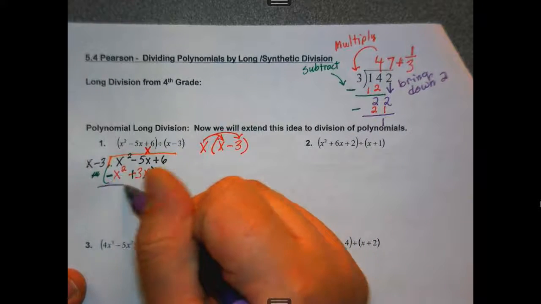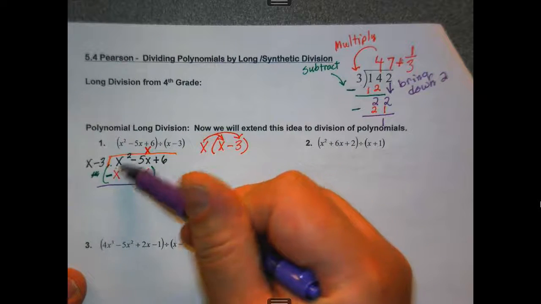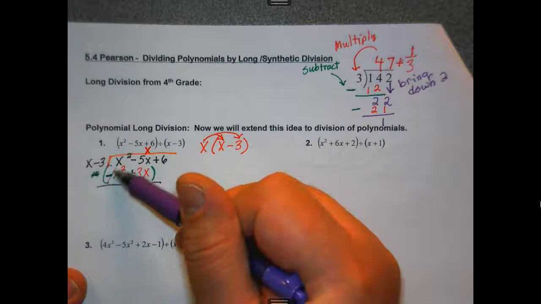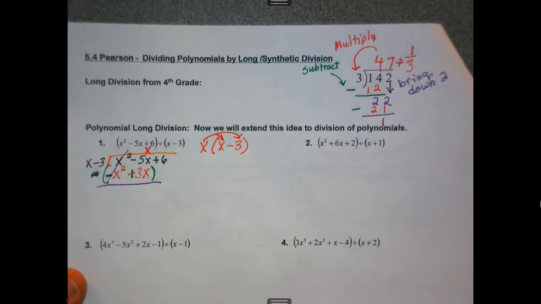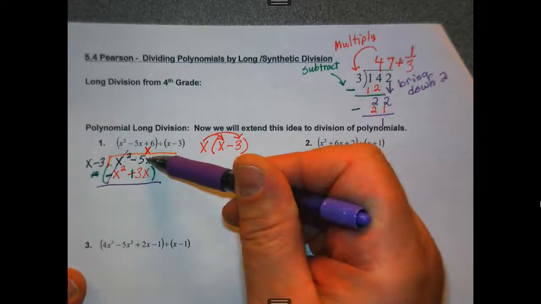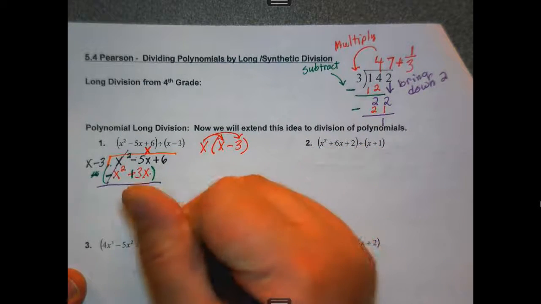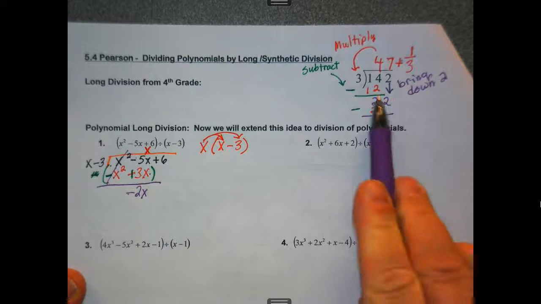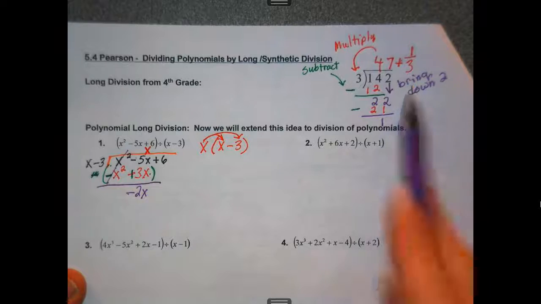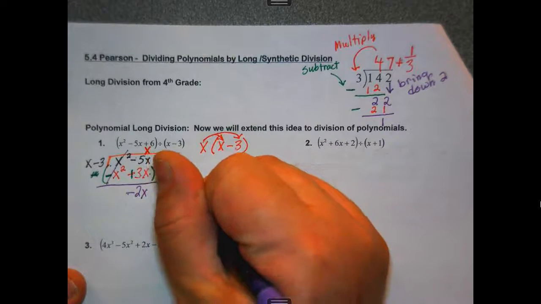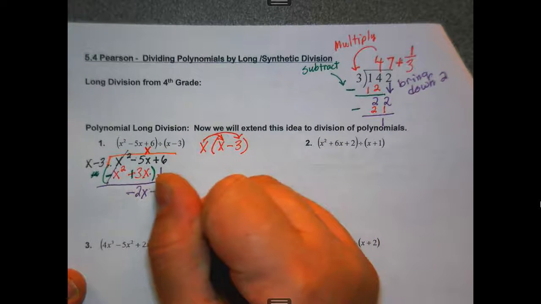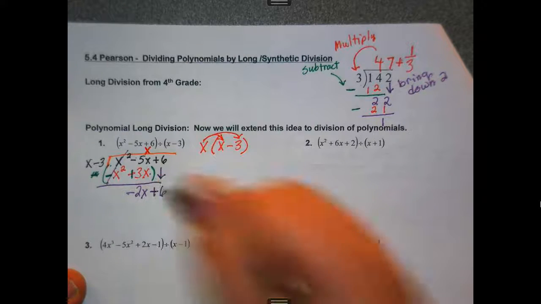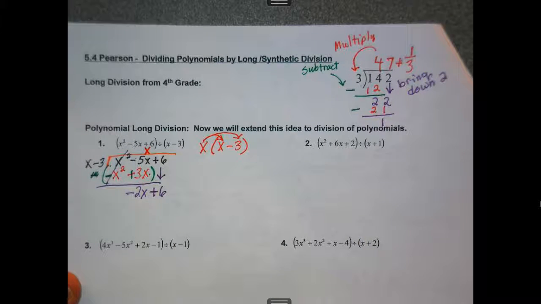Okay, let's combine those. Those cancel out to 0. Negative 5x plus 3x gives me negative 2x. Then I bring down the next, I get positive 6. And then I do it over again.